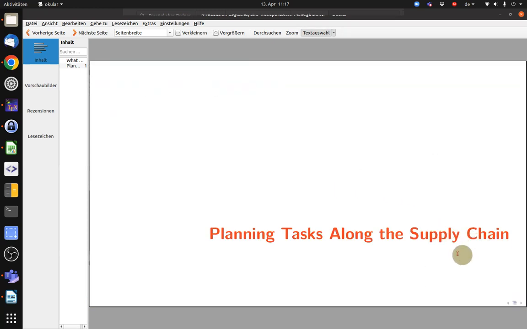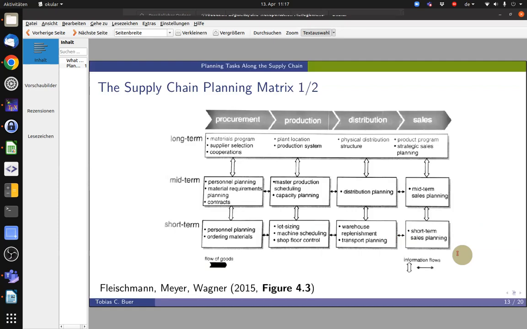Now, what actual planning tasks are there along the supply chain? We can look at this picture. This picture is also explained in high detail in the recommended textbook by Fleischmann. This was chapter number 4 of this textbook that I recommended. And the figure is 4.3 and the text that refers to this figure.